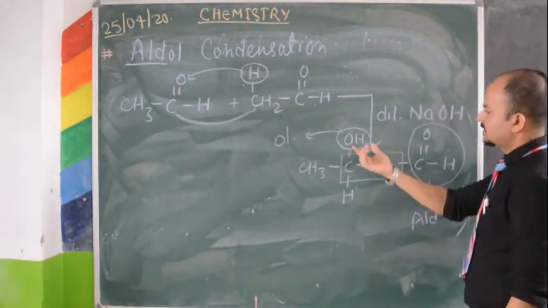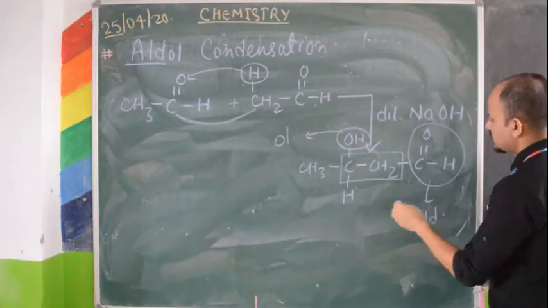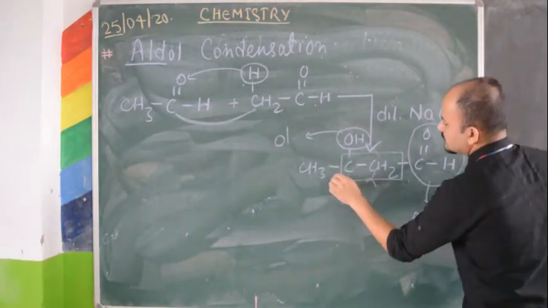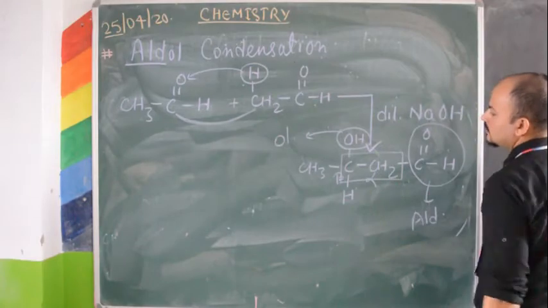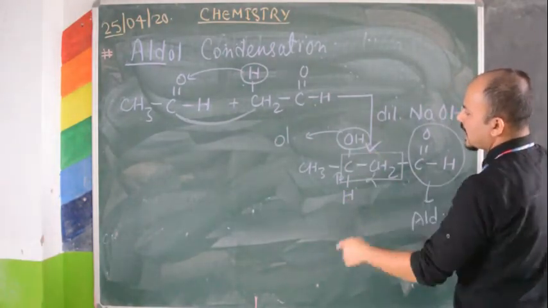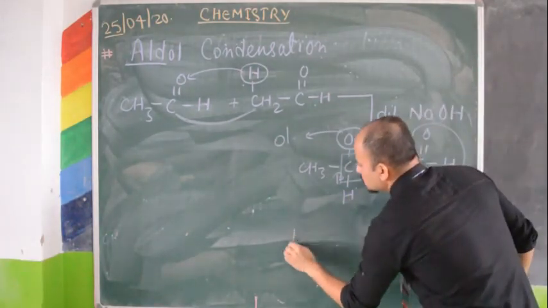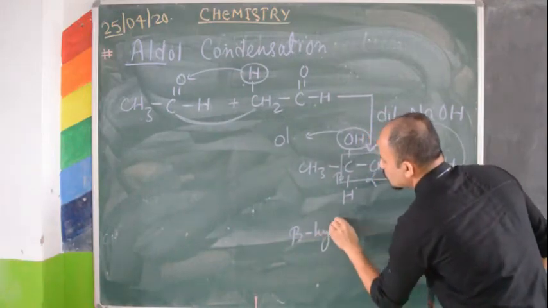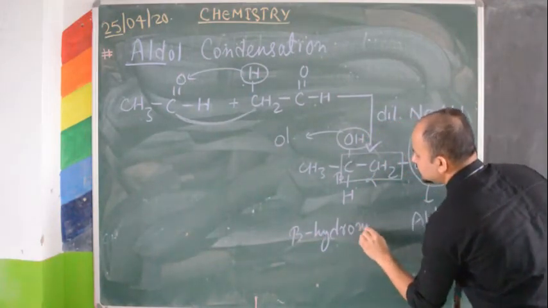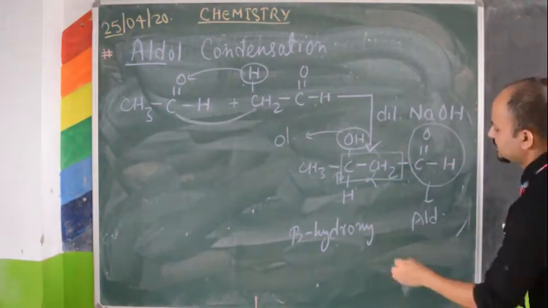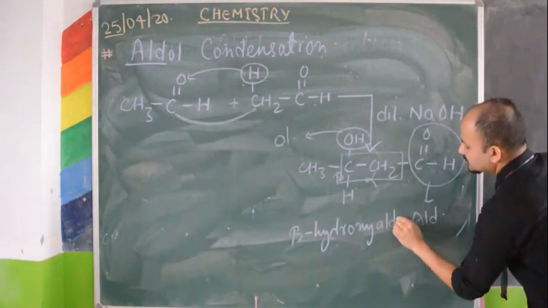And the name of this product would be, see, this is alpha carbon, this is beta carbon. So, at beta position what we have? Hydroxyl group. So, beta hydroxy aldehyde.